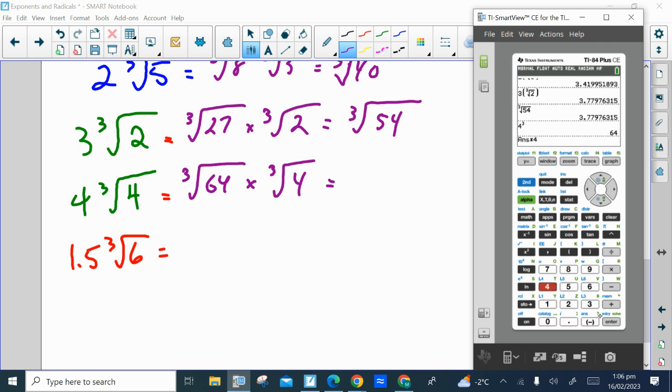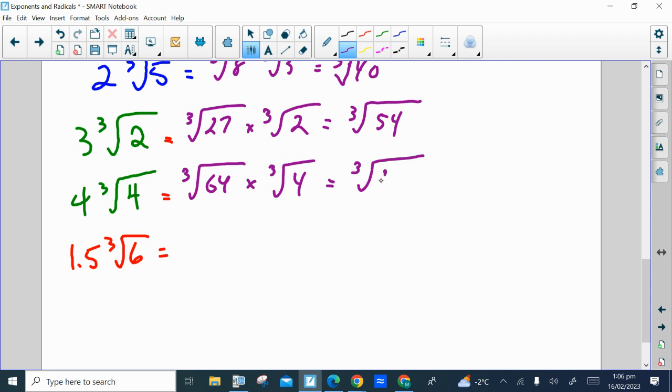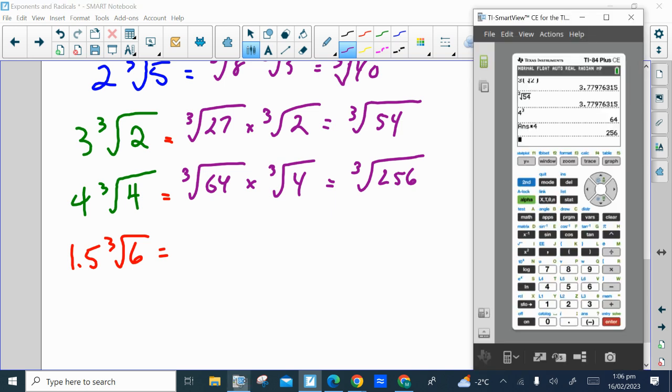So 64 times 4 is 256. This will be equivalent to the cube root of 256. And once again, like we've been doing, we can check these to make sure. 4 times the cube root of 4 is that decimal. That should be equivalent to the cube root of 256. And it is. So we know our answer is correct. Our answer that we got at the end is equal to what we started with.